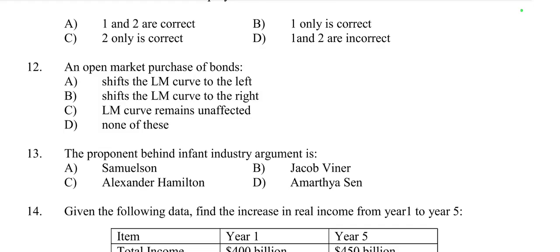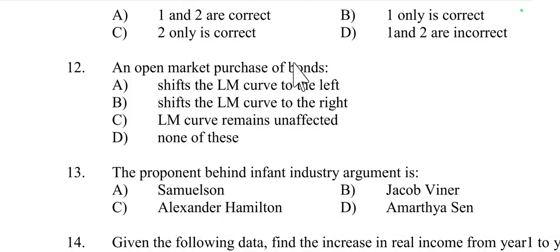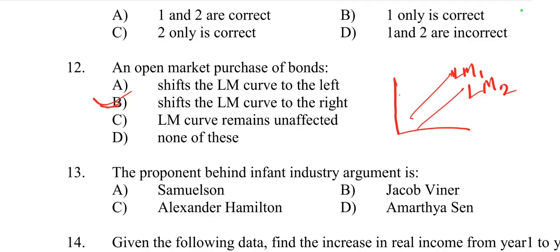Then question number 12. Question number 12 is: an open market purchase of bonds. When bonds are purchased in the open market, does it shift the LM curve to the left, shift the LM curve to the right, leave the LM curve unaffected, or none of the above? Actually, when bonds are purchased in the open market, it shifts the LM curve to the right. It shifts the LM curve from LM1 to LM2 on the right. So IS remains the same, only the LM curve shifts, because when the central bank purchases bonds in the open market, it increases the money supply.